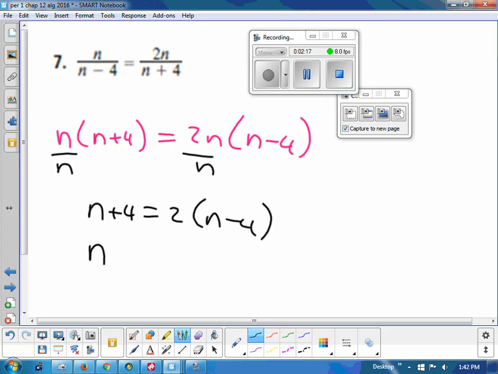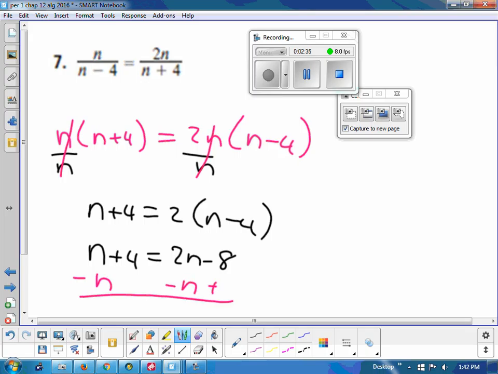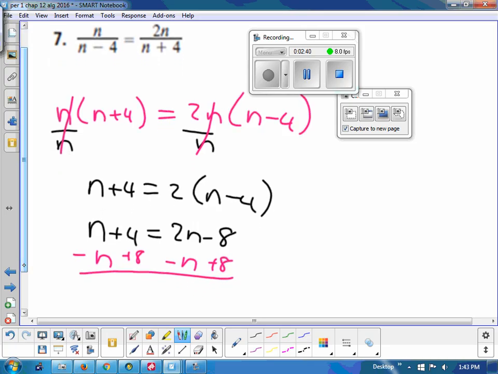So now we got n plus 4. We're going to distribute the 2: 2n minus 8. Do the n's cancel out? No, well, you're going to subtract the n. The n's cancel here, yeah. So you're going to subtract the n away here and add 8 at the same time. And you're going to get 12 equals n. So n equals 12, because 2n minus n is n.